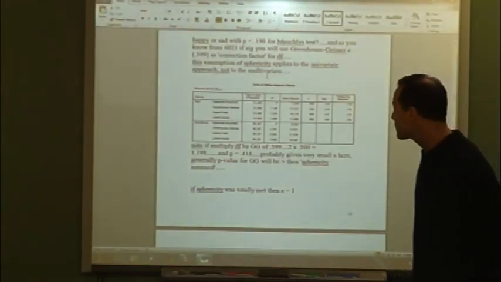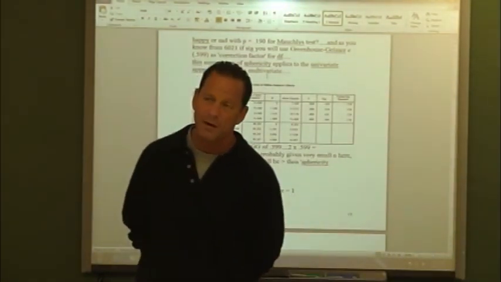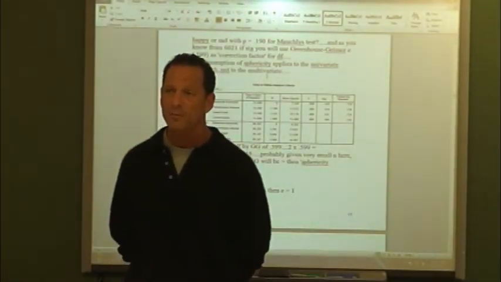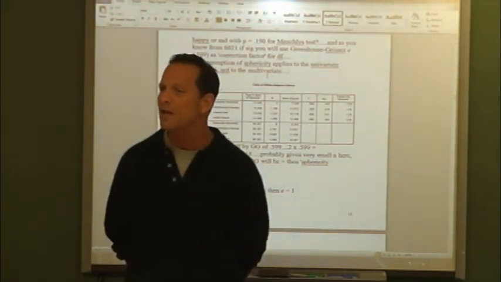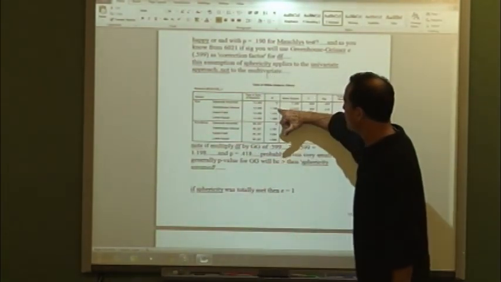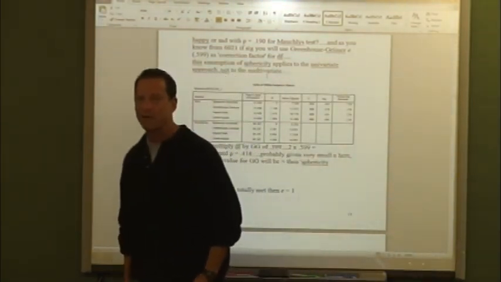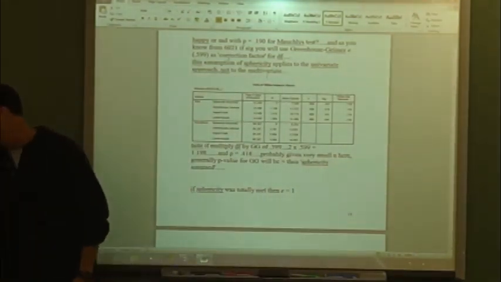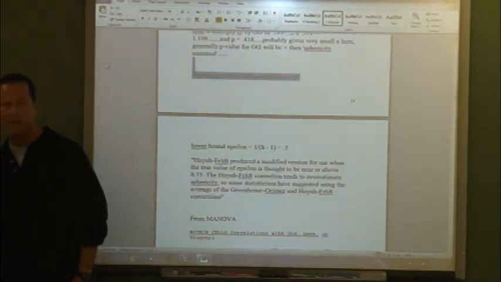Why? Because there's evidence that when sphericity is violated, you have an increase in type 1 error, which is false positives. So one way of trying to limit that increase in error is by having different degrees of freedom, which makes it a little more stringent, hence a higher critical F value. So if sphericity was totally met, then epsilon, Greenhouse-Geisser, would be 1.0.